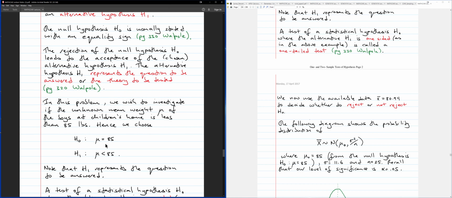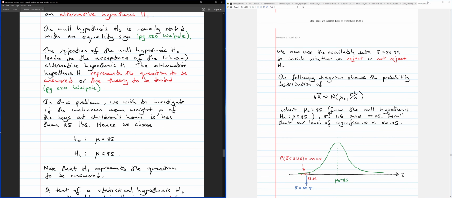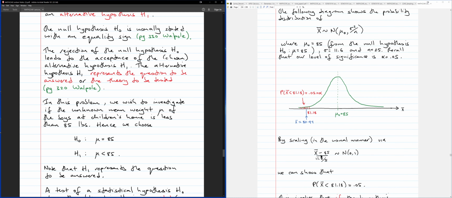But that's the assumption that we're starting with, and so we use that in our calculations over here. So far we have that X bar is normally distributed with mean 85 and a standard deviation of sigma on root 10, which is 11.6 on 5. Root of 25 is 5. So this 11.6 on 5 is your standard deviation for the X bar.